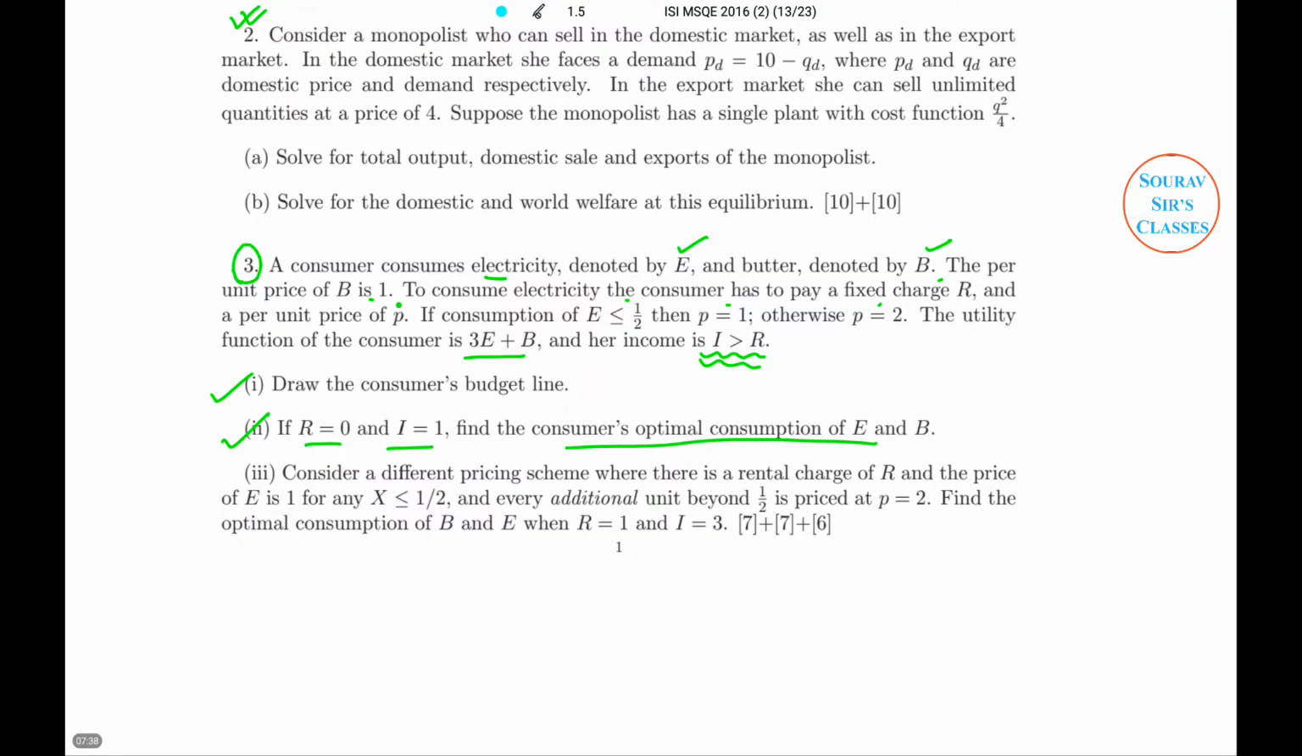The question says, consider a different pricing scheme where there is a rental charge of R and the price of E is 1 for up to this amount, and every additional unit beyond half is priced at P equal to 2. So the price changes when you consume an extra unit beyond this. What we need to do is find the optimal consumption of B and E when R is equal to 1 and I in this case is 3. Let's do this.